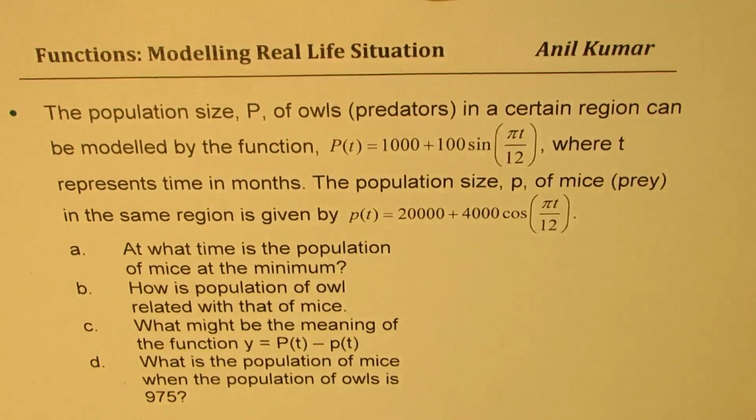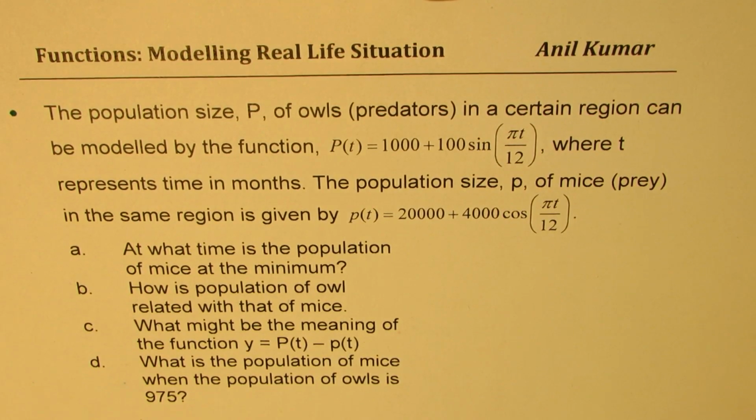The question here is, the population size capital P of owls, predators, in a certain region can be modeled by the function P of t equals 1000 plus 100 sine pi t over 12, where t represents time in months. Population size of lowercase p for mice, the prey, in the same region is given by p of t equals 20,000 plus 4,000 cos pi t by 12.